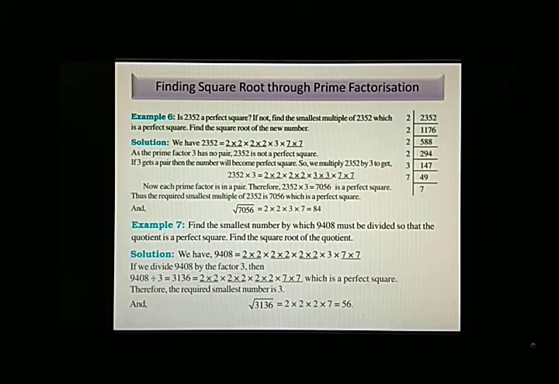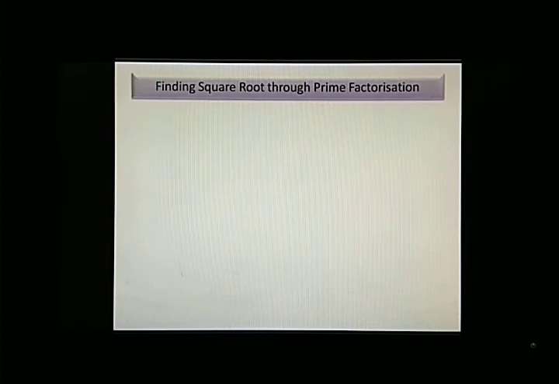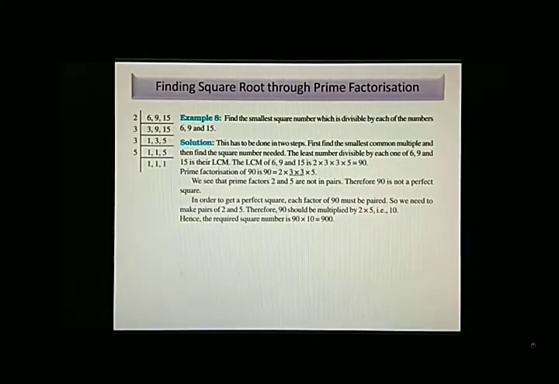Now moving on to the last example. In this example, you can see, find out the smallest square number which is divisible by each of the numbers 6, 9 and 15. Okay, now you might be thinking you have to find 3 different numbers. No, you have to find only a single number.